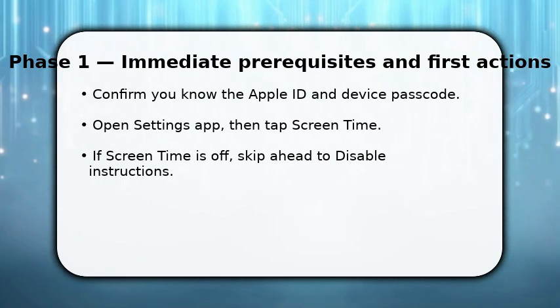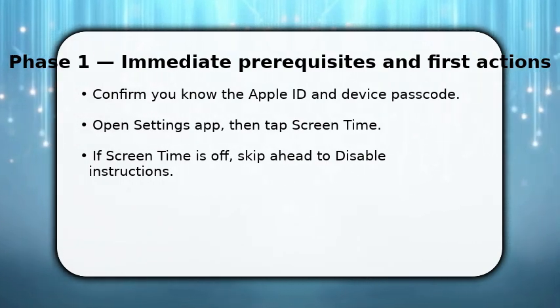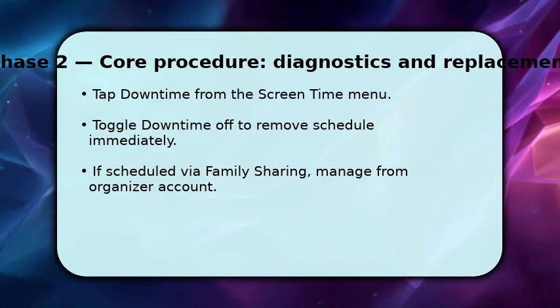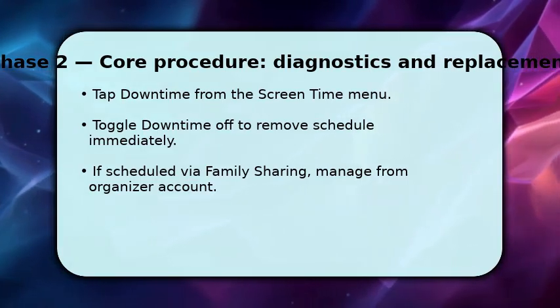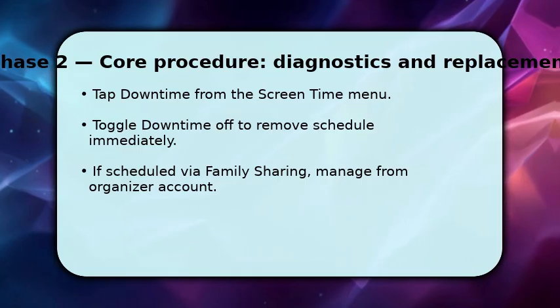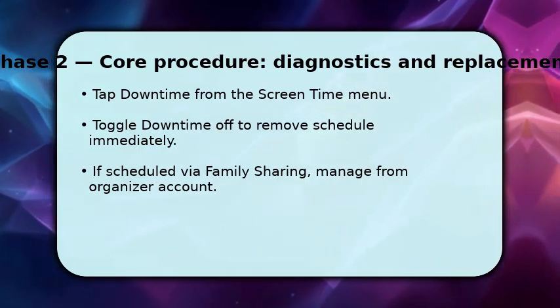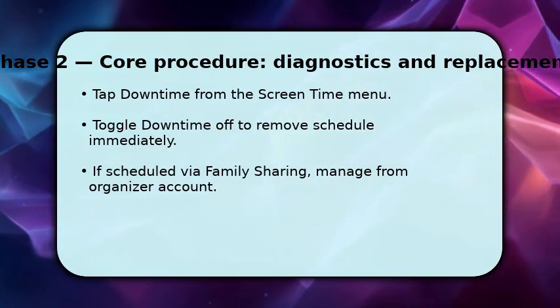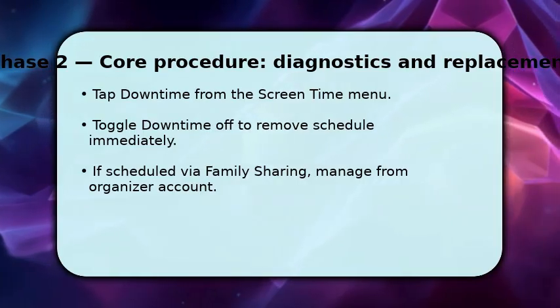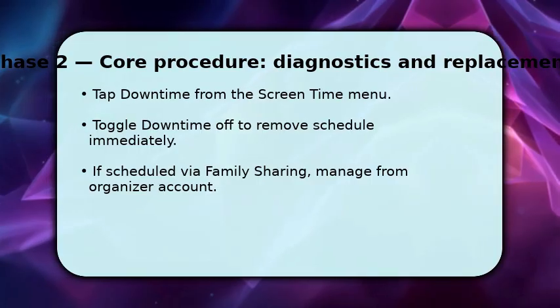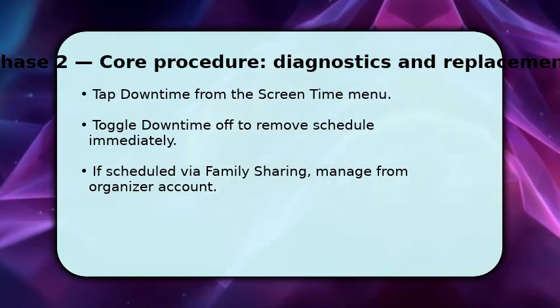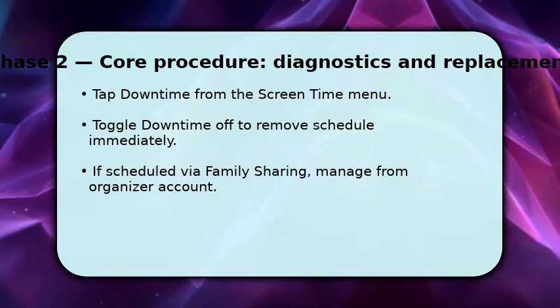Now tap Downtime inside Screen Time to access schedules and app limits. You will see a toggle and a time range. Toggle Downtime off to deactivate the schedule immediately. If the toggle is disabled or grayed out, check whether downtime is enforced by a Screen Time passcode or via family sharing. Those require the passcode or the organizer's device to change.